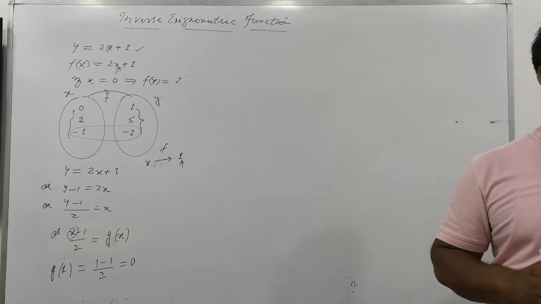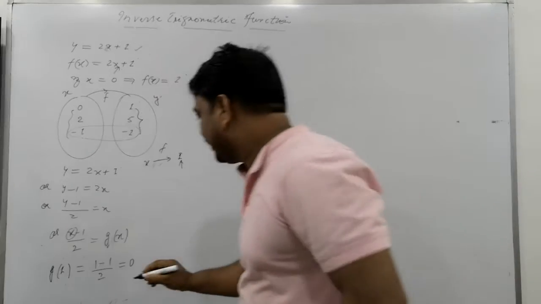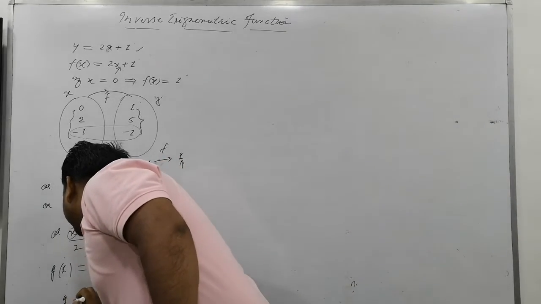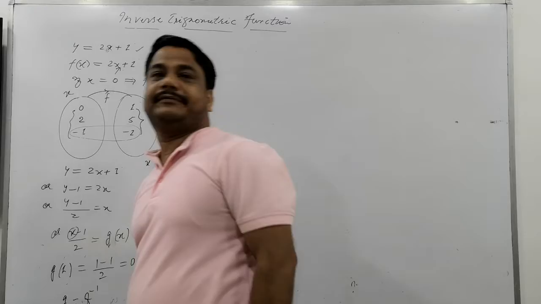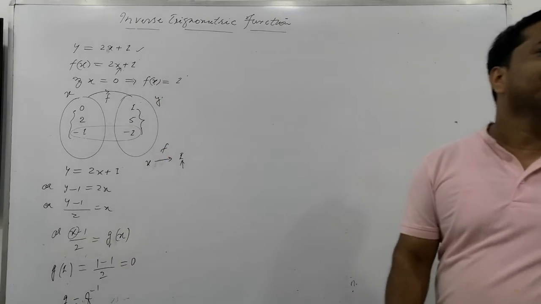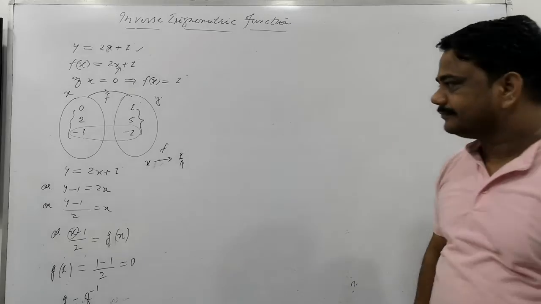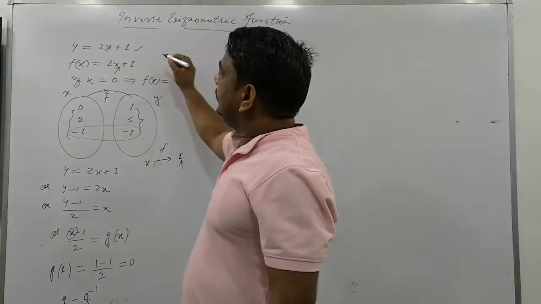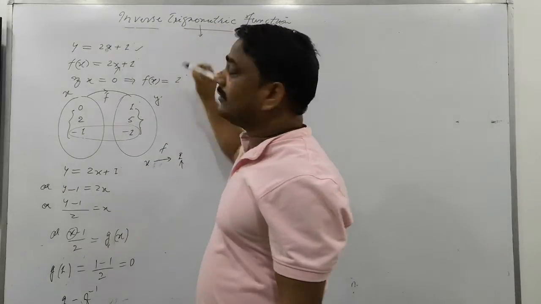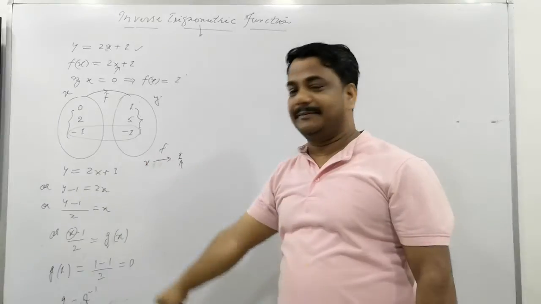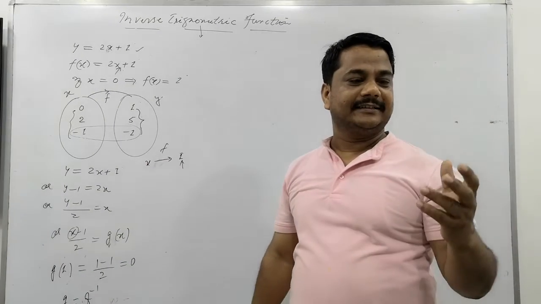And how do we represent the inverse function? We can represent it as: g is actually the inverse of f. g is called the inverse of f. Is that clear or not? Here the function I am taking is not an algebraic function, though this is an algebraic function.